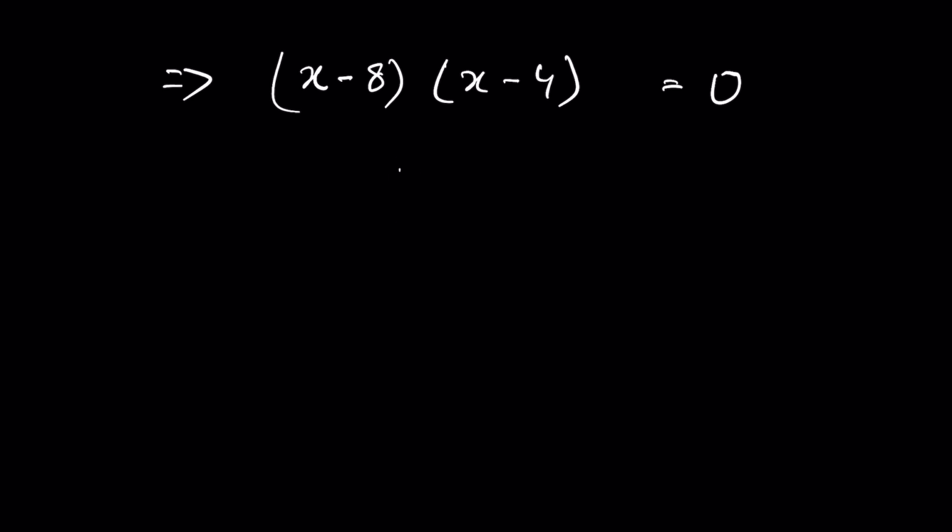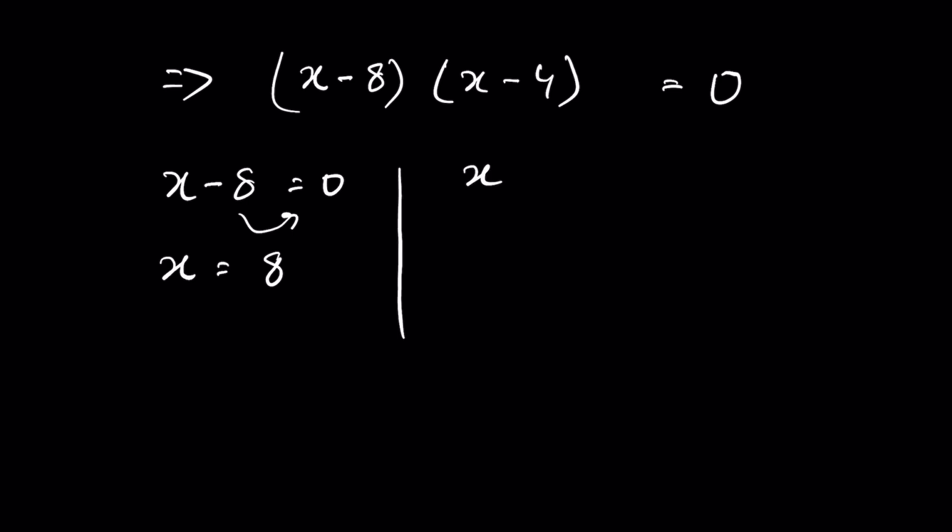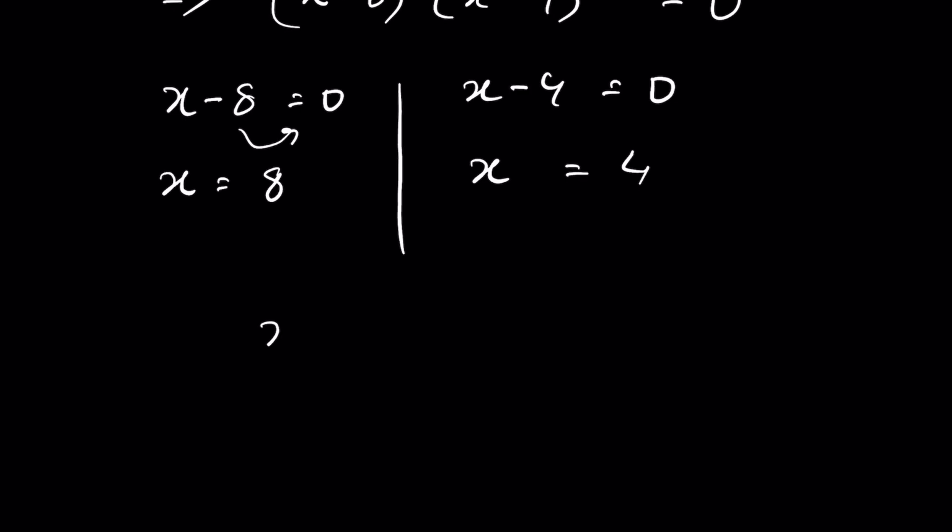When x minus 8 is equal to 0, then x is equal to, we send minus 8 to the right hand side, it will be 8. When x minus 4 is equal to 0, in that case x is equal to 4. So again we have two roots for x, that is 8 and 4.